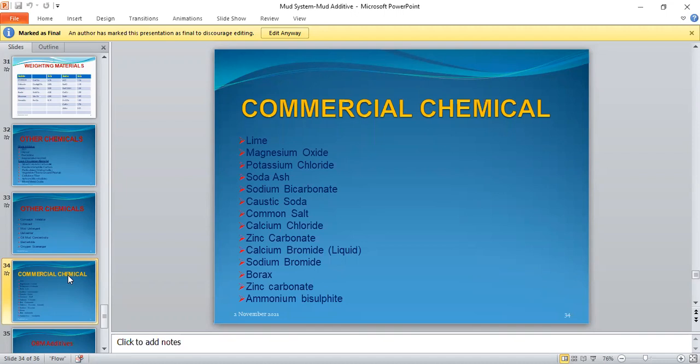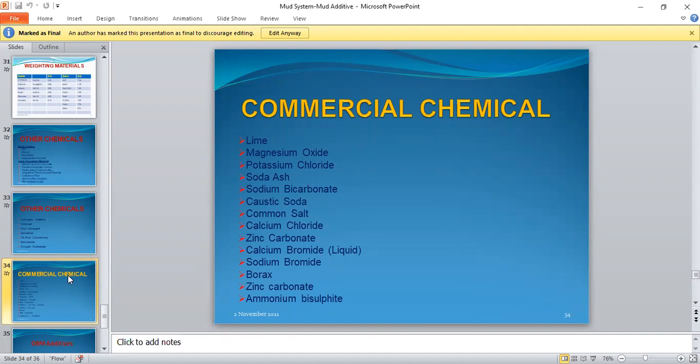Commercial chemicals. Now, when we talk about commercial chemicals, we are talking about the chemicals we use in mixing our mud, the ones we use our money to buy and we put in mixing the mud.